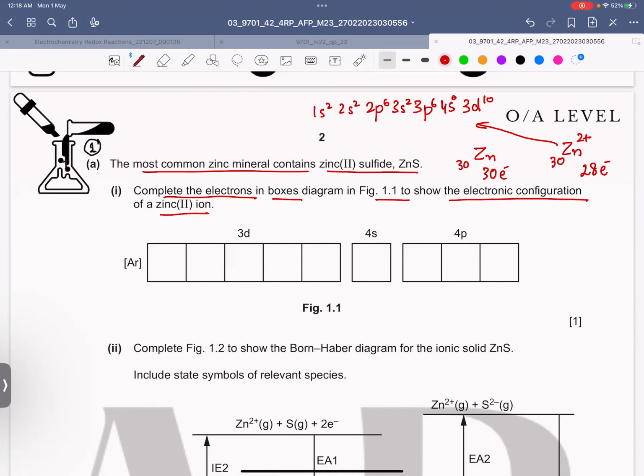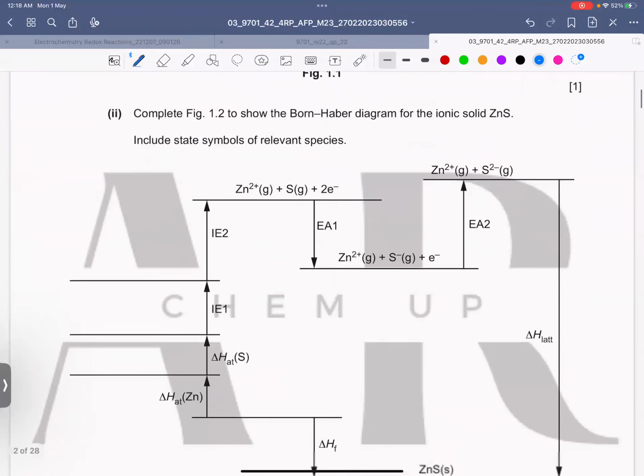Now we are left with 3d and 4s. In 4s, there must be no filling, because these two are vacant. Now in 3d, 1, 2, 3, 4, 5, 6, 7, 8, 9, 10. So 10 electrons are filled. Now next part.